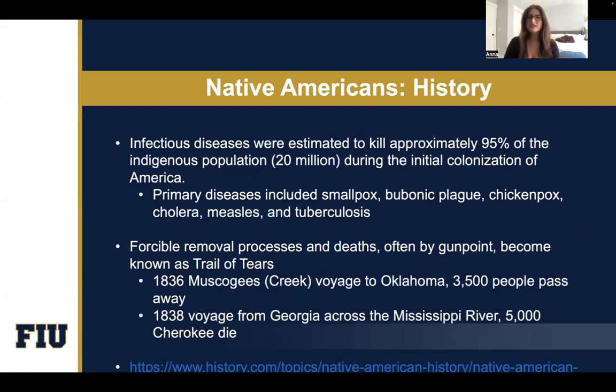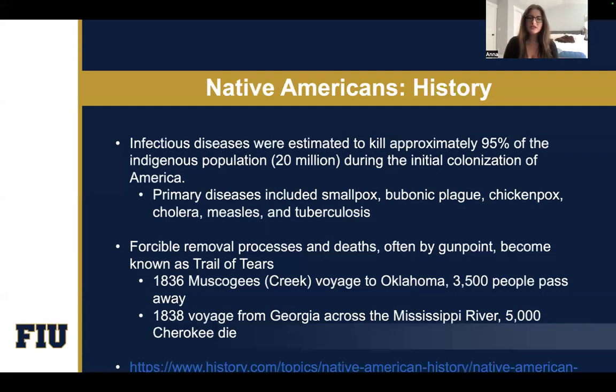Infectious diseases were estimated to kill approximately 95% of the indigenous population during the initial colonization of America. And these diseases included smallpox, the plague, chickenpox, cholera, measles, tuberculosis, as well as a variety of other diseases, including sexually transmitted infections.